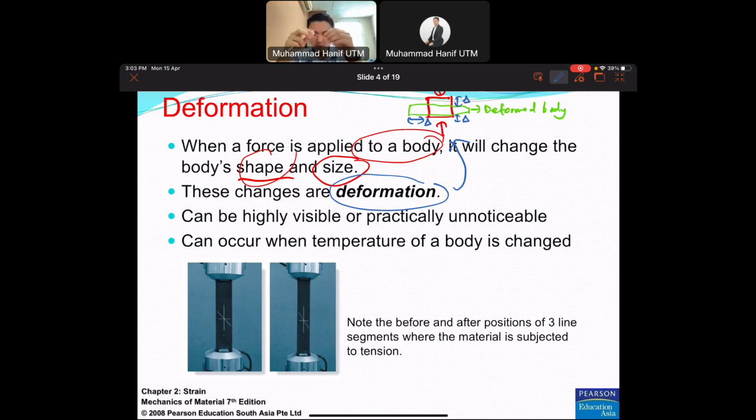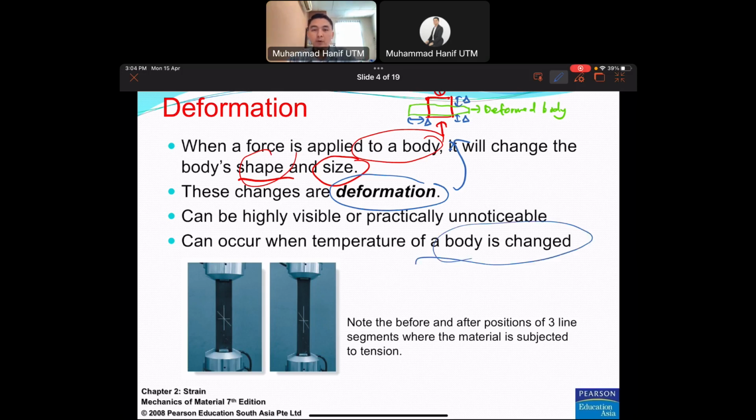Or sometimes, it is practically unnoticeable. If you have a small sample, for example, you cannot see the deformation actually. We have to use equipment to see the changes. So it can be highly visible or practically unnoticeable. Number 4 here is that deformation can occur when the temperature of the body is changed.